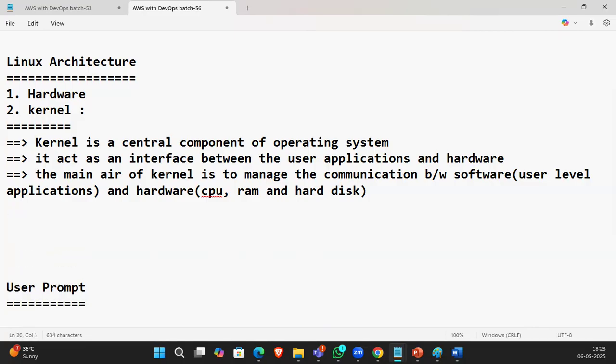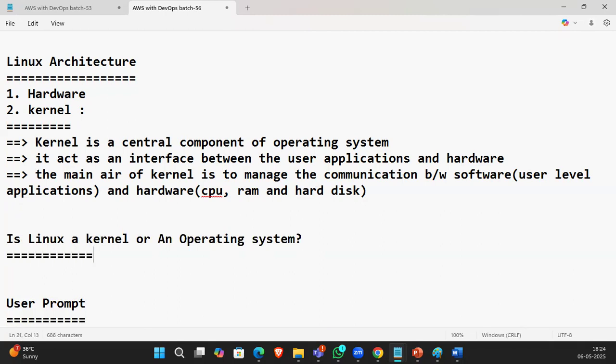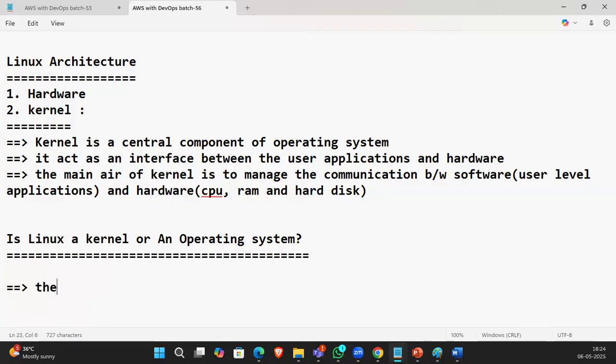So here, guys, I have a doubt. Is Linux a kernel or an operating system? Guys, is Linux a kernel or an operating system? I think it is an operating system. So Linux is a kernel or operating system? Linux is an operating system, not a kernel. Okay. There is a difference.